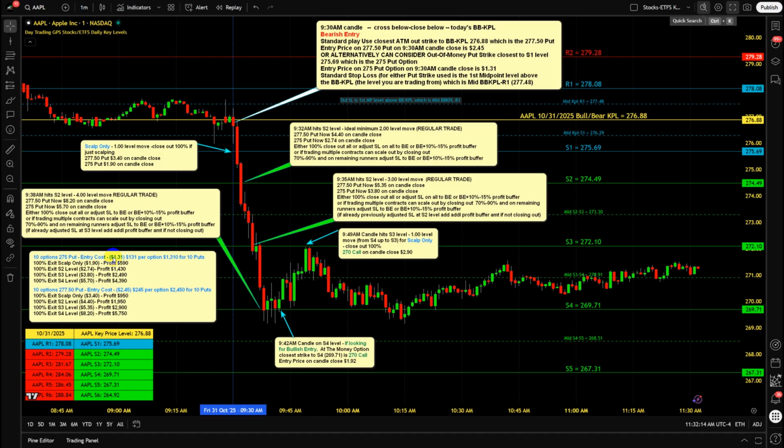So if you're not familiar with how options work, you take the price of the option times 100. That's your price for one option. $1.31 times 100, $131 per option. So that's $131 per put option for this 275 out of the money put. So for 10, it'd be $1,310. So here we have the different exits. So if you were 100% exiting on each level.